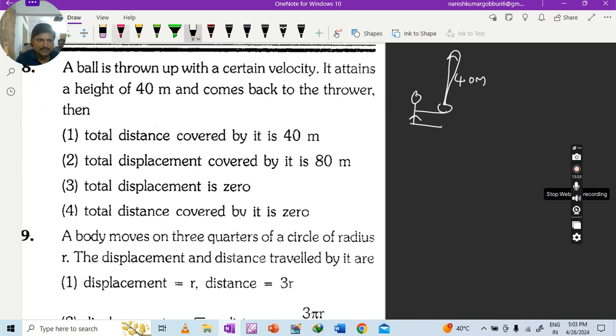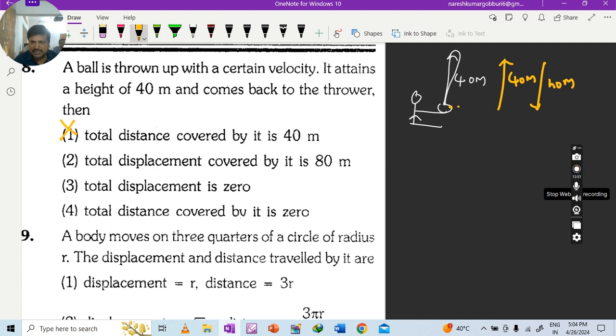So check your options. The first option: the total distance covered by it is 40 meter. No, the total distance here, when it is going up 40 meter, while it is coming down 40 meter. So distance is a scalar quantity. So the total distance covered by the body is 80 meter. It is not 40 meter. Next, total displacement covered by it is 80 meter.